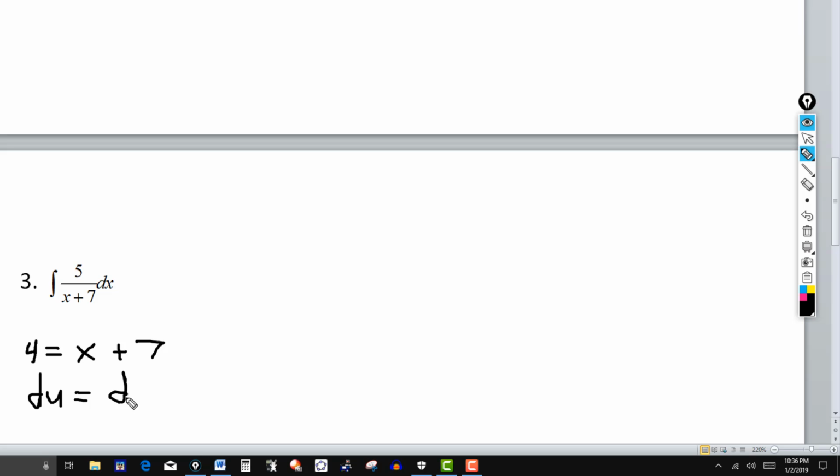So then, again, just rewrite this in terms of u. If you have a constant, that's okay. You just don't want to have an x or dx in the expression. So x plus 7 is your u, so I'll put u here. Dx from here is du, so du would go right here.